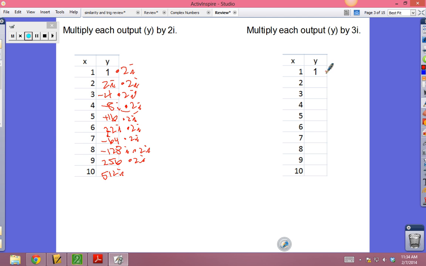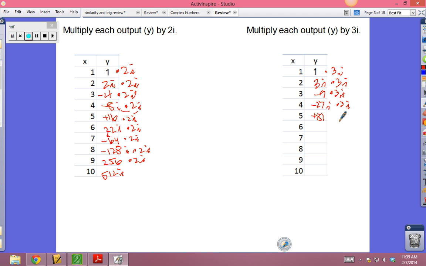So multiplying by 3i, 1 times 3i will be 3i. 3i times 3i will be 9, and I times I is a -1, so it's going to be -9. -9 times 3i is going to be a -27i. -27i times 3i, a negative 27 times 3 is a negative 81. I times I is a negative. So negative times negative, that's going to be positive 81.